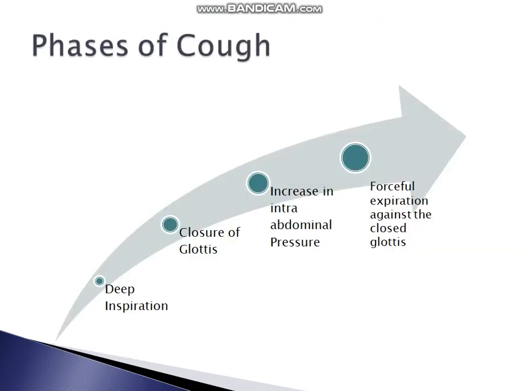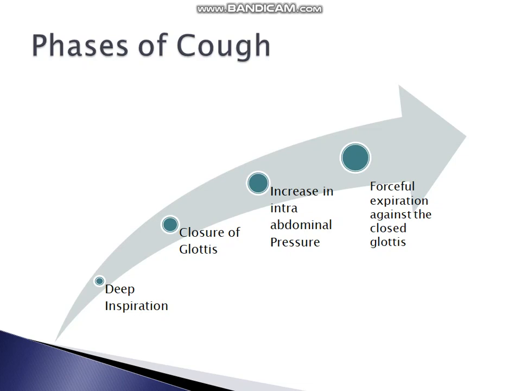Now, phases of coughing. Coughing occurs with deep inspiration followed by closure of the glottis, followed by an increase in intra-abdominal pressure, followed by forceful expiration against the closed glottis. Now here there are two terminologies which are a little confusing. You must have heard about them, cough and a huff.